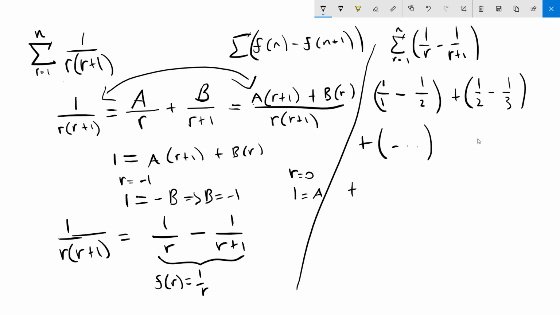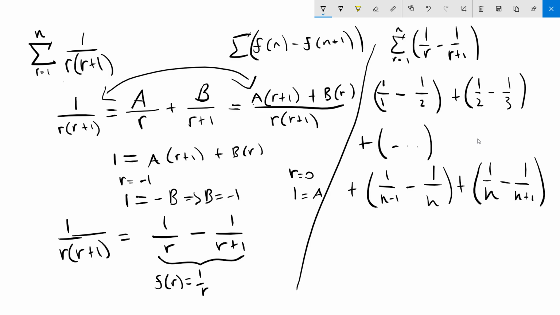Second to last term is going to be 1 over n minus 1 minus 1 over n. Right. Second to last, our last one is going to be 1 over n minus 1 over n plus 1. So, do our cancellations. The 1/2 cancel, the 1/3 cancel, everything on the inside cancels. Our 1 over n minus 1 cancels with our 1 over n minus 1 that would be to the left of it. Our 1 over n cancels with our 1 over n. And what we're left with is just 1 minus 1 over n.